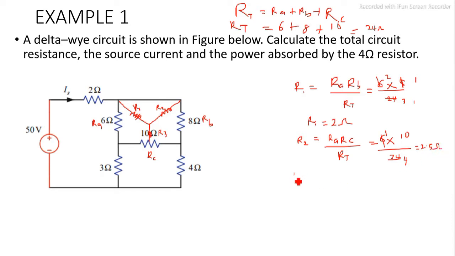Now let's find our R3. Our R3 now, you've used RA and RB, RA and RC. So the next one is RB and RC that I'm not using. RB times RC divided by R total. What's the RB? Your RB is 8. What's the RC? Your RC is 10. And what's the R total? Your R total is 24. 8 here 1, 8 into 24, that's 3. 10 divided by 3, that's 3.33 ohms. So that's the R1, R2 and R3.